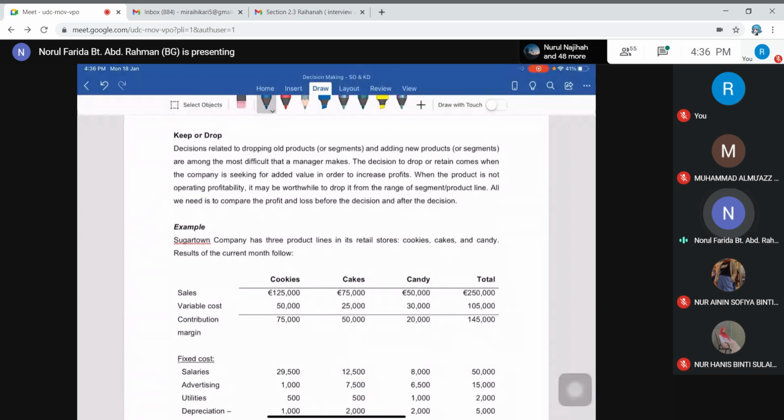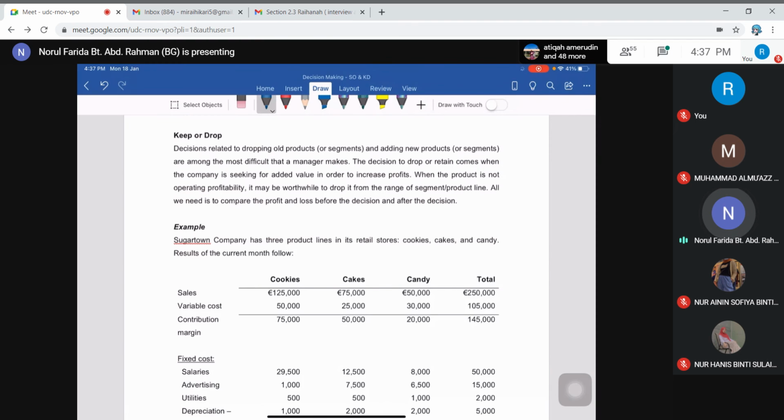Alright, so bila berlaku macam tu, okay, when the product is not operating profitably, okay, dia tidak menguntungkan, it may be worthwhile to drop it from the range of the segment ataupun produk lain. Bila dia tak untung, you mula berfikir, adakah patut kita continue ataupun kita keep making produk A ataupun kita patut drop produk A ni sebab produk ni tak untung. So that is the decision that you have to make.